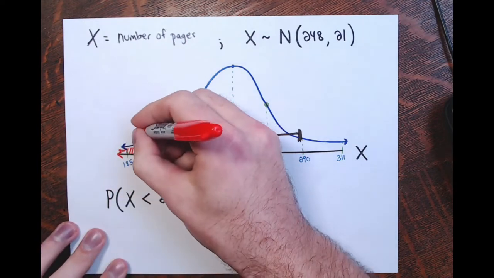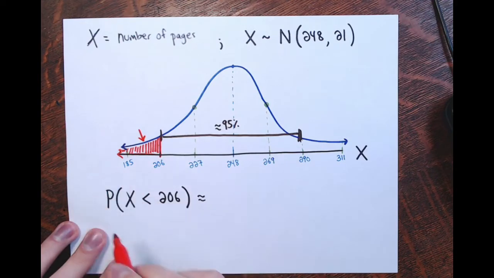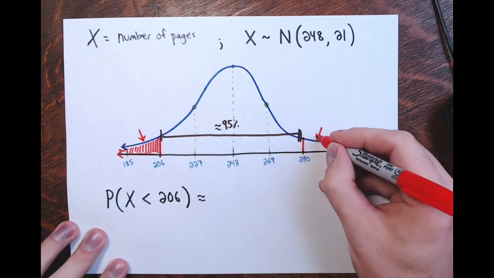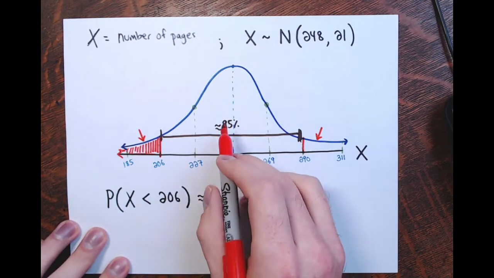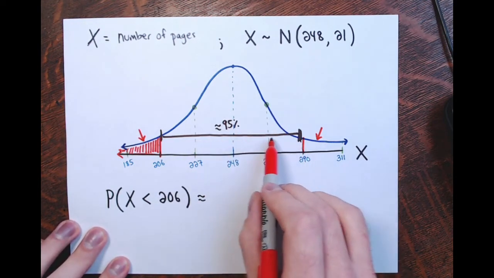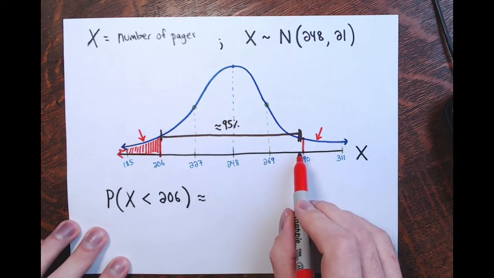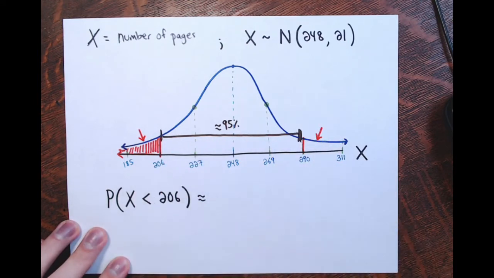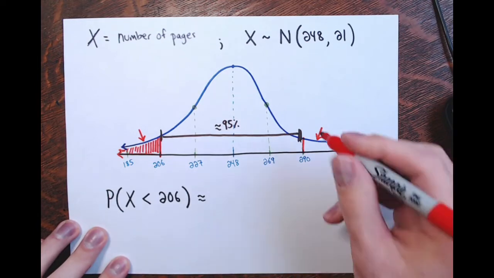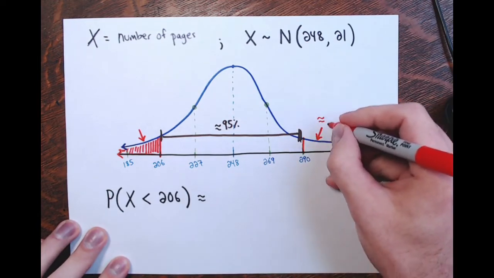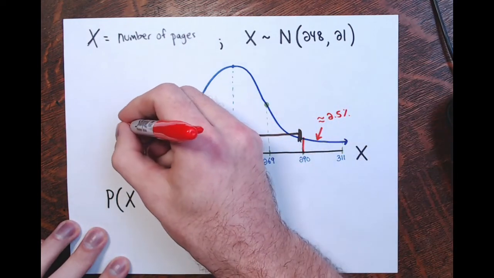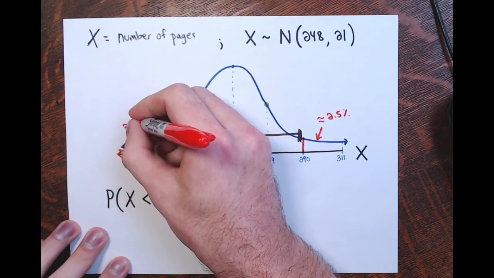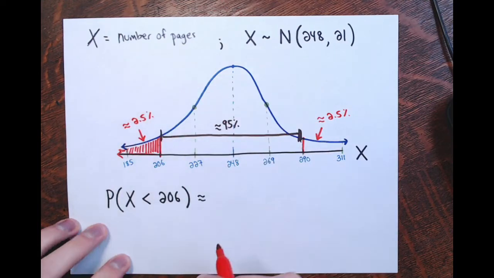That means that this area to the left of 206 and this area to the right of 290 have to add up to 5%, right? Because there's 95% between 206 and 290. The other 5% have to be outside that, to make a total area under the curve of 100%. So this area to the right of 290 is approximately 2.5%, and so would this area to the left of 206, approximately 2.5%.